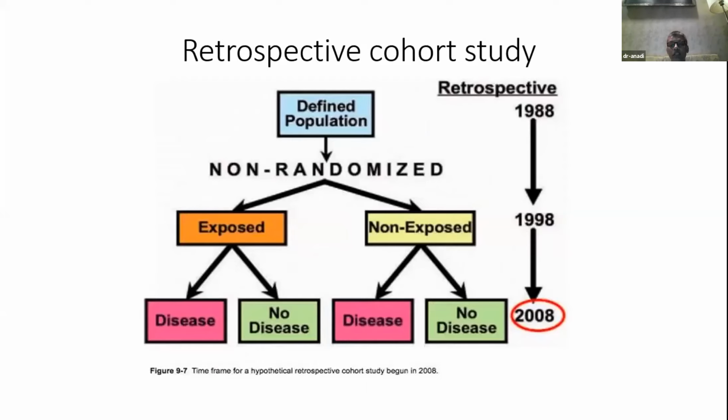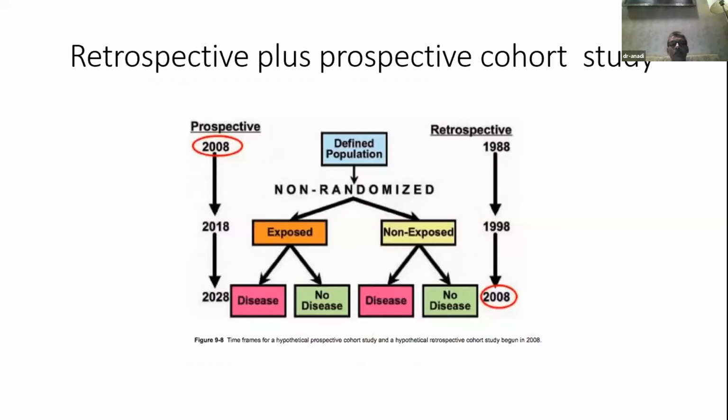In a retrospective study, you define the population from your records, for example the archived BST of 1988. You follow up the cases in 2008. You study the BST or any other archived material and take the history. You find the exposure and non-exposure to particular risk factors. Sometimes there is a combination of both retrospective and prospective cohort study for a particular disease condition.